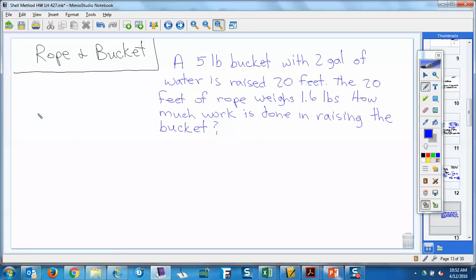So, think of it this way. So this is 20 feet. We're going to raise it. Here's the bucket down here. We're going to raise it up to there. Without the water. Okay? So, we're going to need to be given, maybe sometimes they'll give you density, something like that, right? The density is the weight per unit of volume. Okay? So you can figure out what that would be.